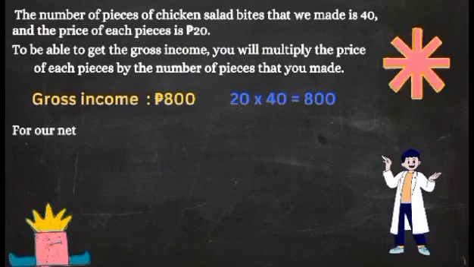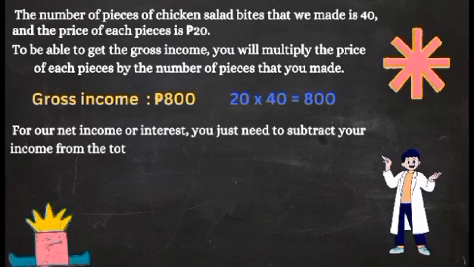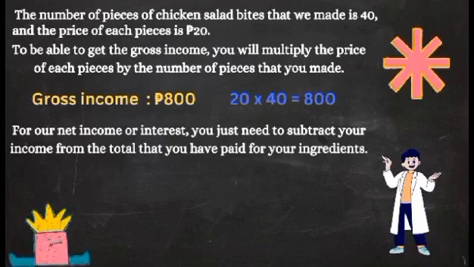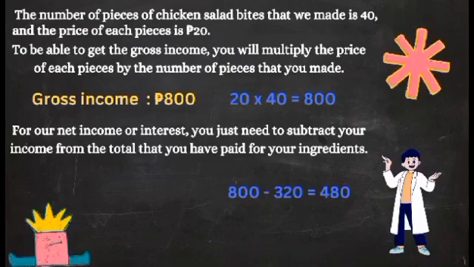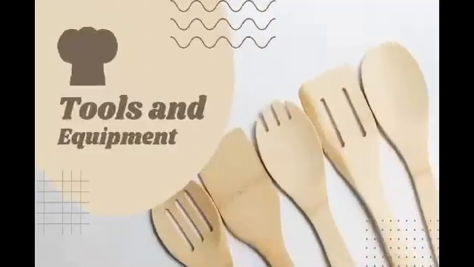For our net income or interest, you just need to subtract the total that you have paid for your ingredients from your income. 800 minus 320 equals 480. Our net income or interest is 480. This is what we are doing after we are done cooking, a costing report. It helps, especially if we decided to sell it or start a business.